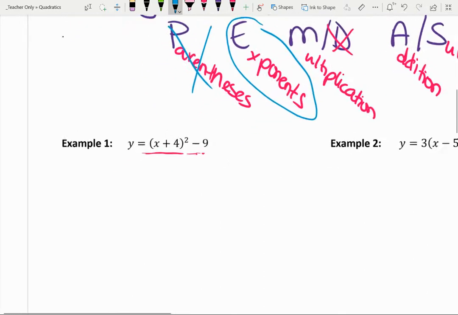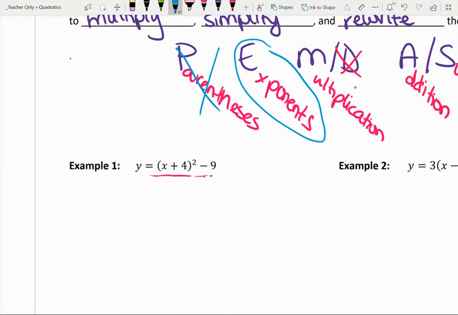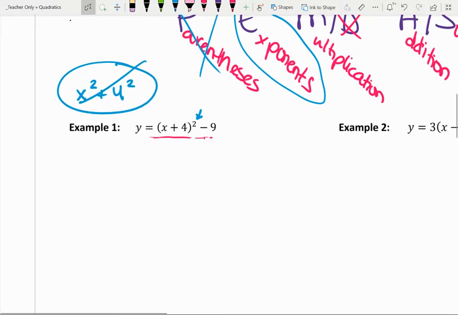Now, what does this mean, x plus 4 squared, right? We have a square there. What it does not mean, it does not mean we get to distribute a square to everything inside the parentheses. That is not what we're doing. We are multiplying that quantity, x plus 4, by itself.